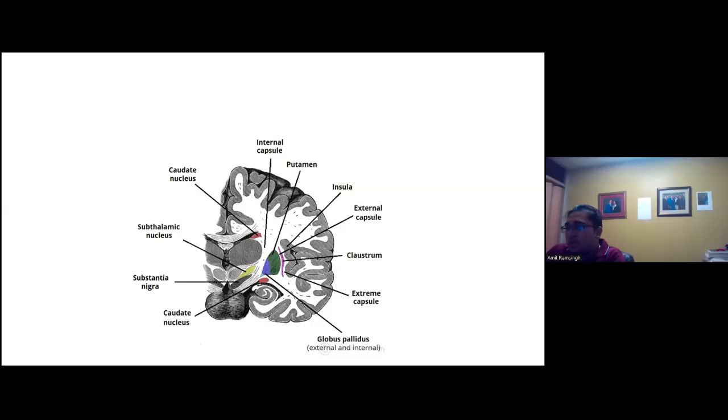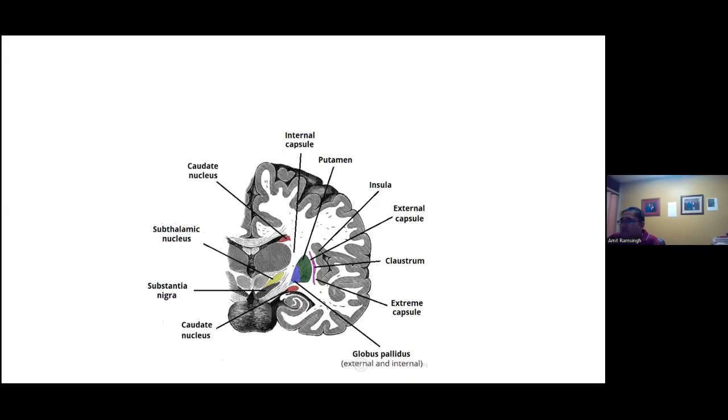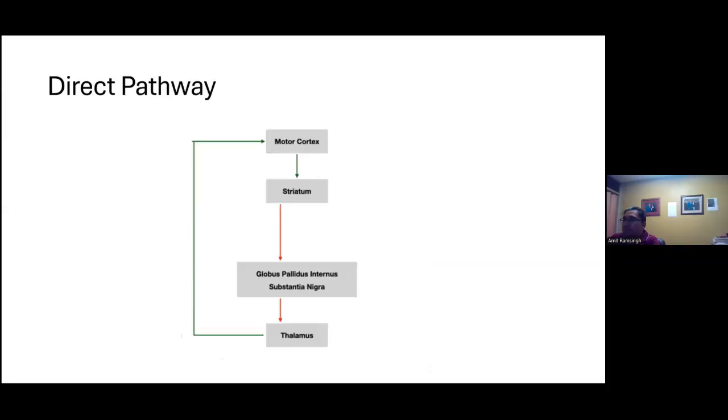So of note is that the main types of neurons that project to the striatum, as well as the lentiform nucleus, are the medium spiny neurons, which are usually glutaminergic or excitatory. So this is just a diagram. Now we'll talk about the direct and the indirect pathways.